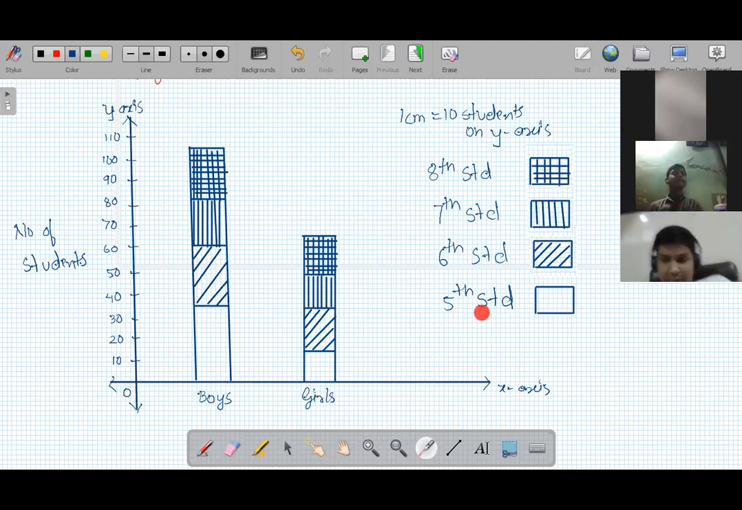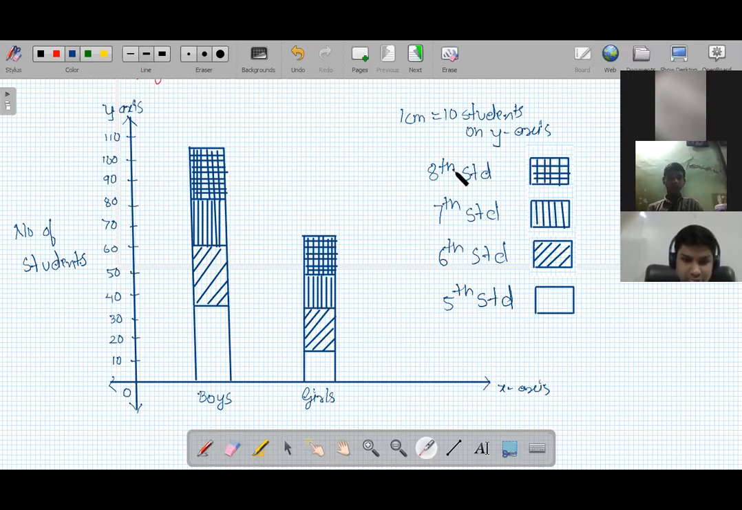These are what your graph denotes. Okay, so blank denotes 5th standard. This pattern denotes 6th standard. Standing line, this denotes 7th standard, and this denotes 8th standard. Okay, so this is how your final graph should look like. Is this clear?